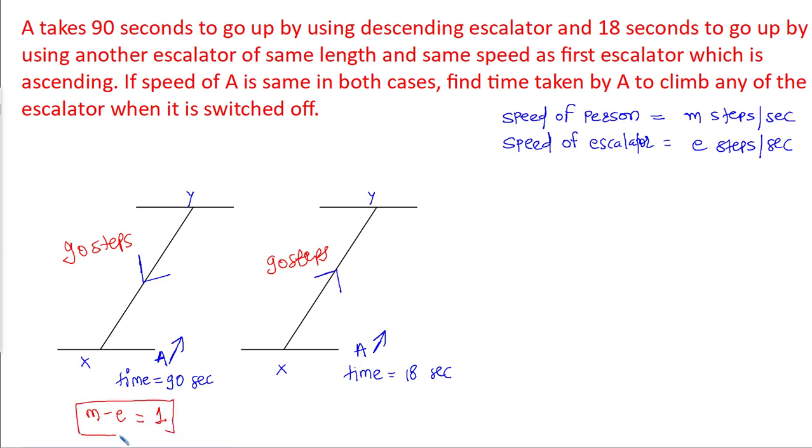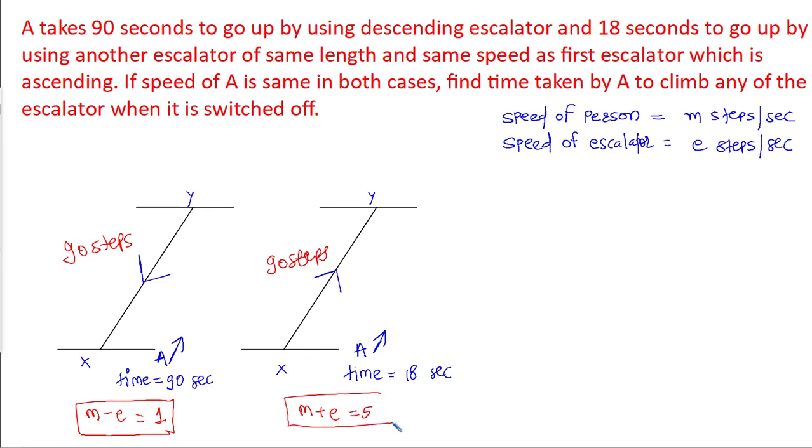In the second case, the effective speed of the man becomes m plus e, because the escalator and the man both are traveling in the same direction. So in that situation, the effective speed of the man will be m plus e. Over here the man travels 90 steps in 18 seconds. So every second the man travels 90 divided by 18, that is, 5 steps.